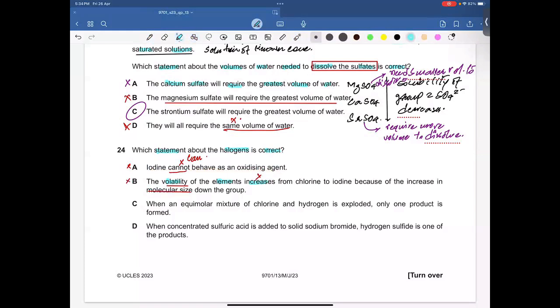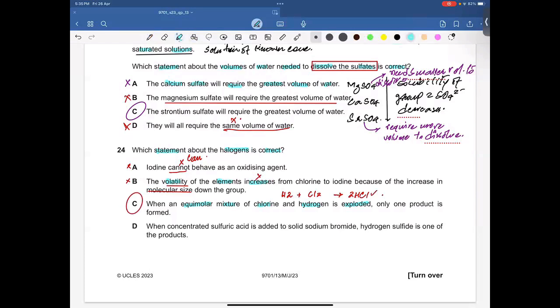Next, an equimolar mixture of chlorine and hydrogen is exploded. Yes, this reaction takes place in the presence of sunlight or UV light. Since hydrogen and chlorine are both reactive, the reaction is going to be explosive. Only one product is formed. Obviously, only hydrogen chloride is formed. So this might be the right answer.